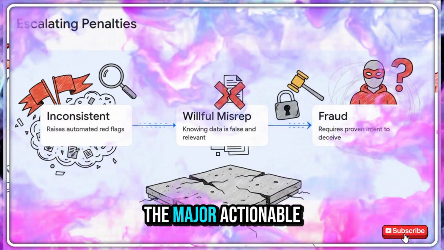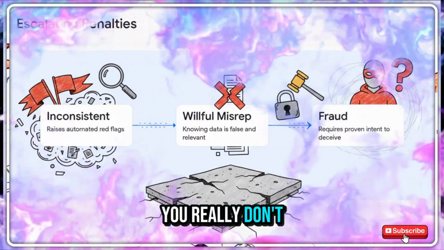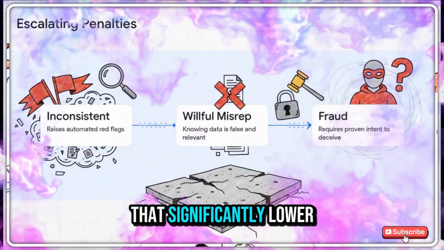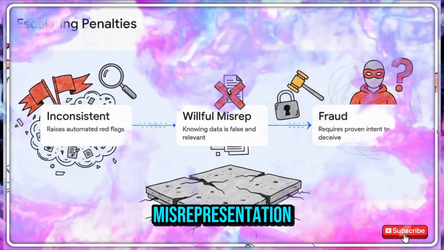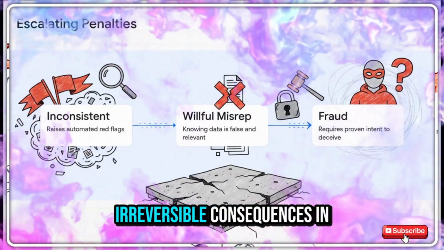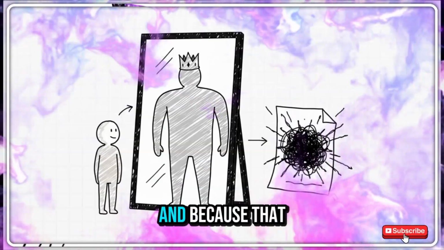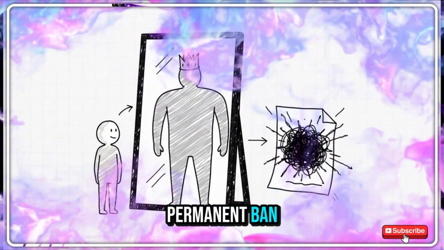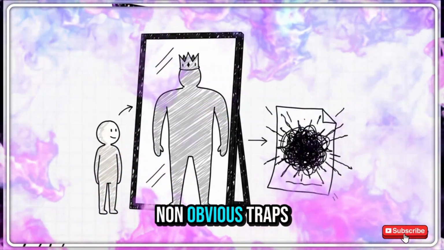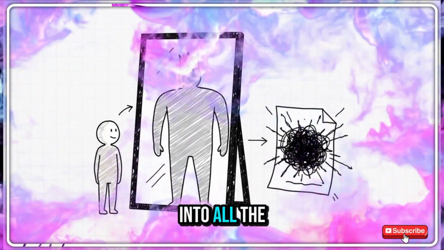But here is the major actionable insight. You really don't have to commit outright fraud to get permanently banned. That significantly lower standard of willful misrepresentation is entirely sufficient to trigger severe, irreversible consequences in the system. And because that bar for a permanent ban is so astonishingly low, we've got to look at the implicit, non-obvious traps that users fall into all the time.